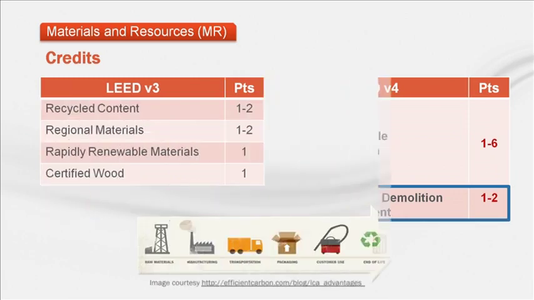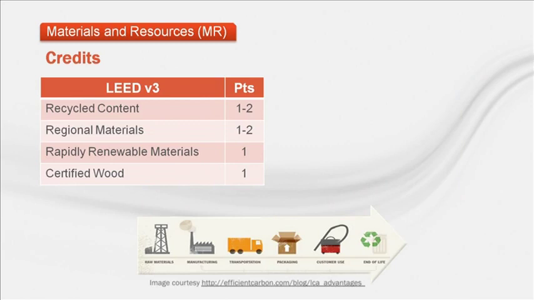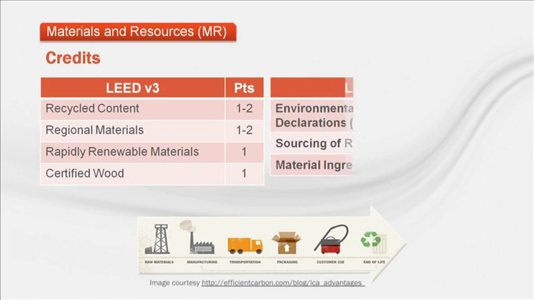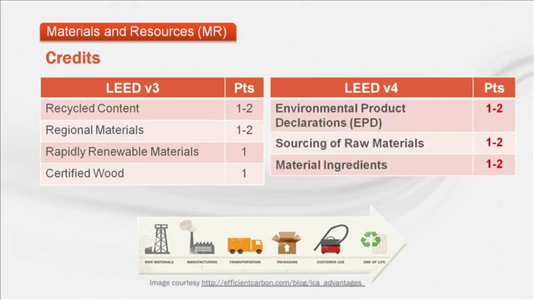The version 3 credits on recycled content, regional materials, renewable materials, and certified woods are all gone. However, these strategies are included in the 3 new credits. While I have shortened the titles on this slide, these new credits share a common title of Building Product Disclosure and Optimization, making them the longest title in LEED history.